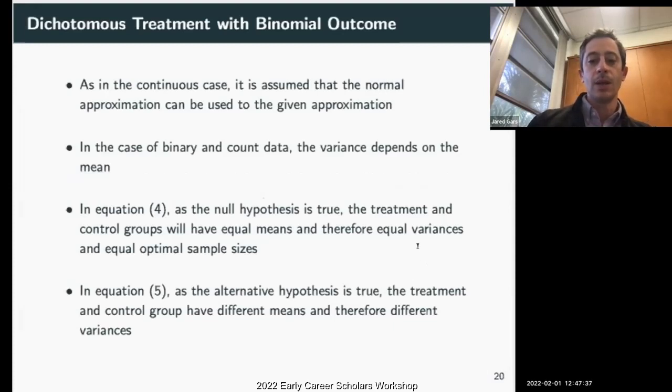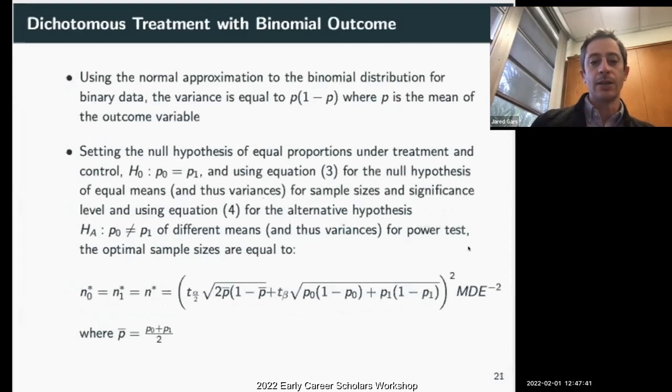So let me move forward to show you how this equation looks. Using this normal approximation of the binomial distribution for binary data, the variance is going to be equal to P times 1 minus P, where P is the mean of the outcome variable. So if we set the null hypothesis of equal proportions under the treatment and control, H0 means P0 equals P1, that means that there's no differences in the probability of take-up.